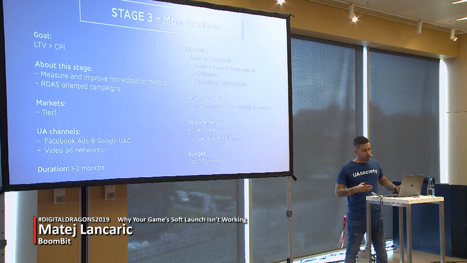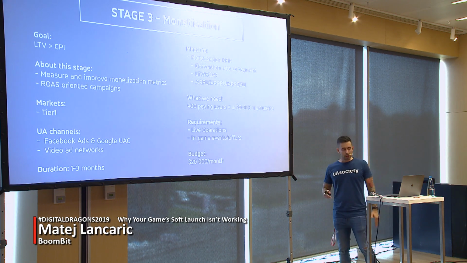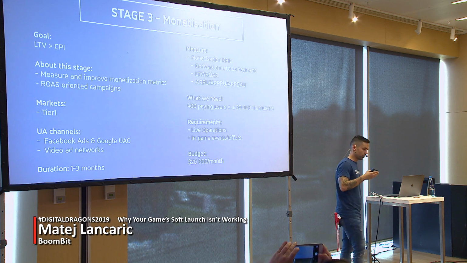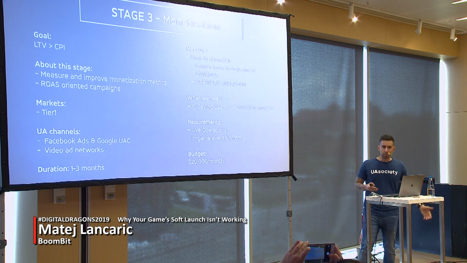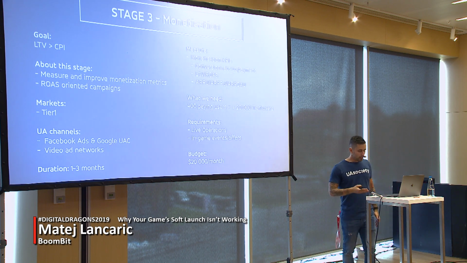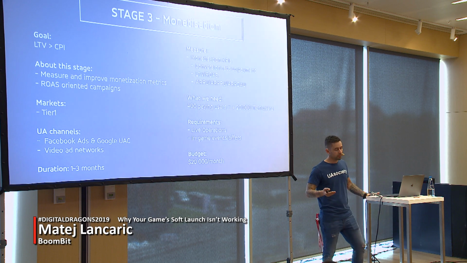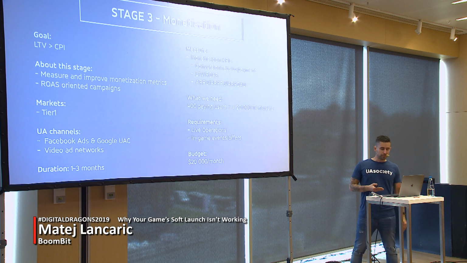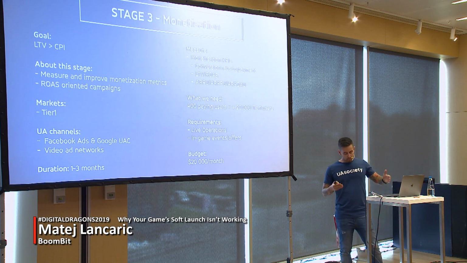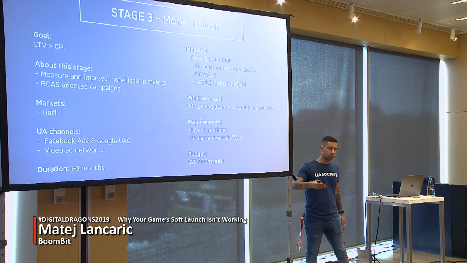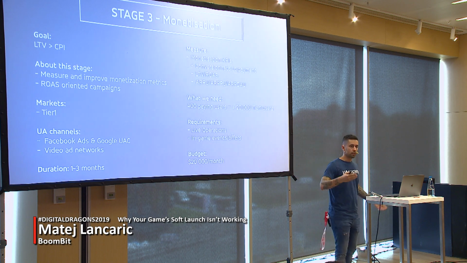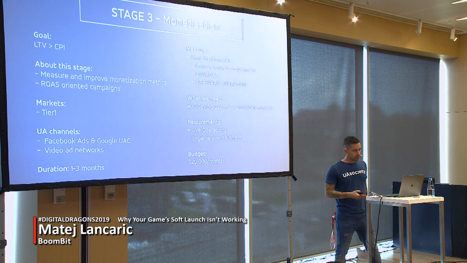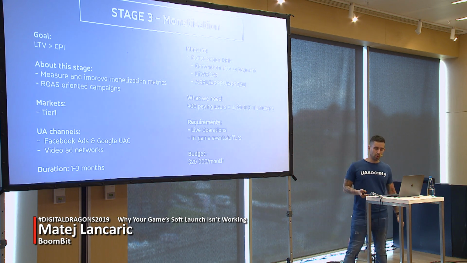And here we are measuring the improvement in monetization metrics, and we are creating ROAS-oriented campaigns, which means optimizing towards purchases, right? In this stage, we are using Facebook. Well, Facebook is for me the go-to UA channel in soft launch. But here in the monetization stage, we are adding more UA channels to test as well, to see which channel is performing the best. So we have enough data to go to the global launch.